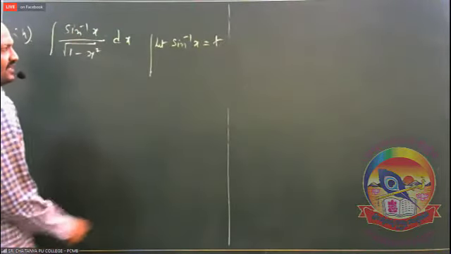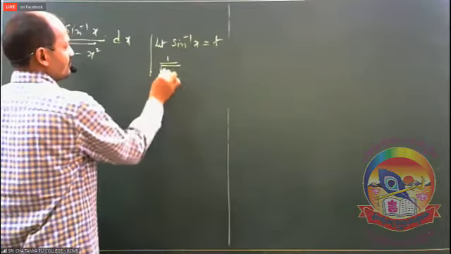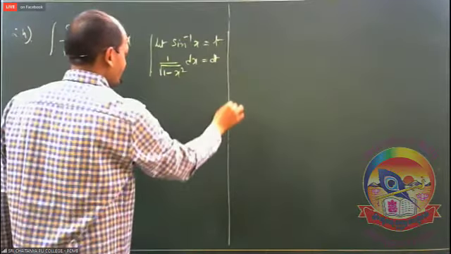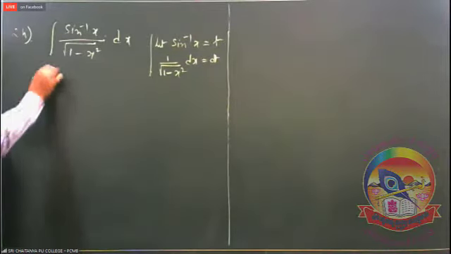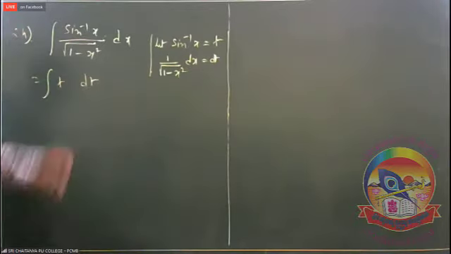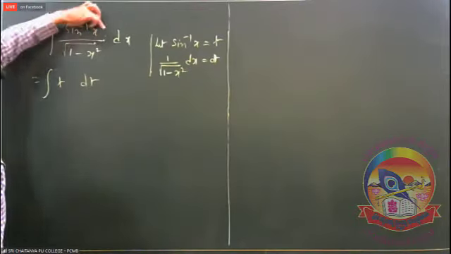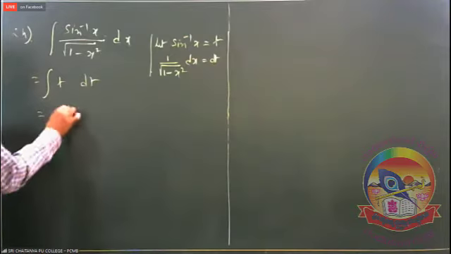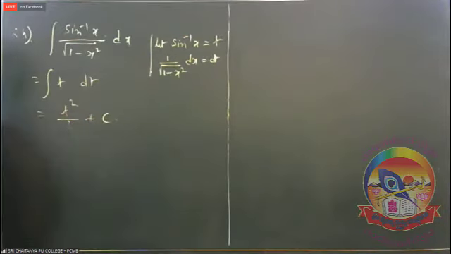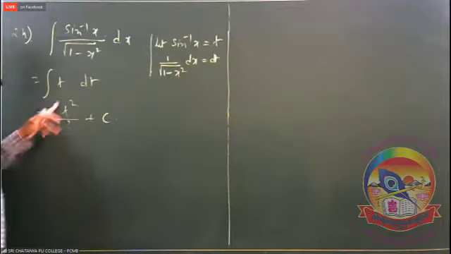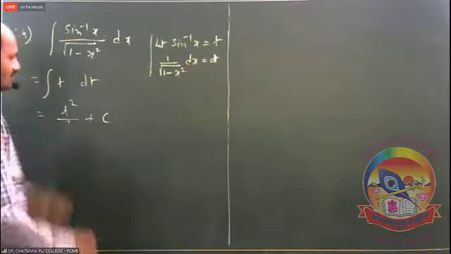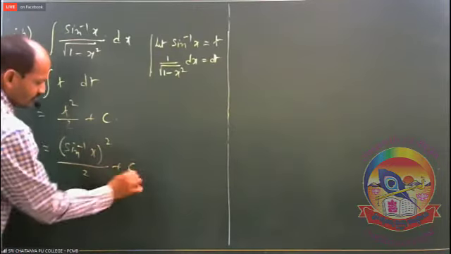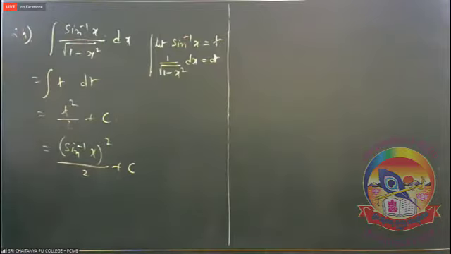Derivative of sine inverse of x, 1 by root of 1 minus x square dx, is equal to dt. So the integral becomes integral of t dt. This sine inverse x is considered as t, and 1 by root of 1 minus x square dx is equal to dt. So integral of t dt is t square by 2 plus c. Again we substitute t, that is sine inverse of x. So the answer is sine inverse of x whole square divided by 2 plus c. Okay? Next question.